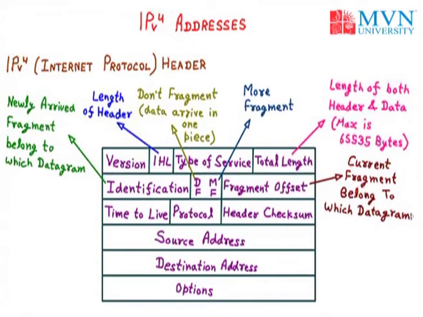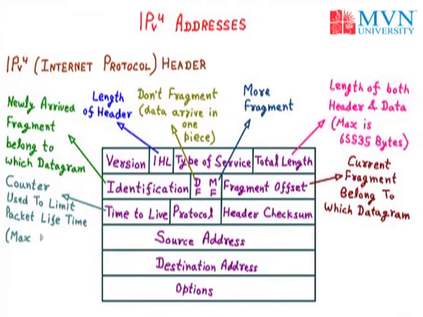Now in the third row we have the first field, that is time to live. Time to live is a counter which is used to limit packet lifetime, and the maximum time to live is 255 seconds. The next field in the third row is the protocol. Protocol signifies which protocol we are using, that may be TCP or UDP or any other protocol. The next field is the header checksum. The header checksum field is basically used to check for errors in the header.